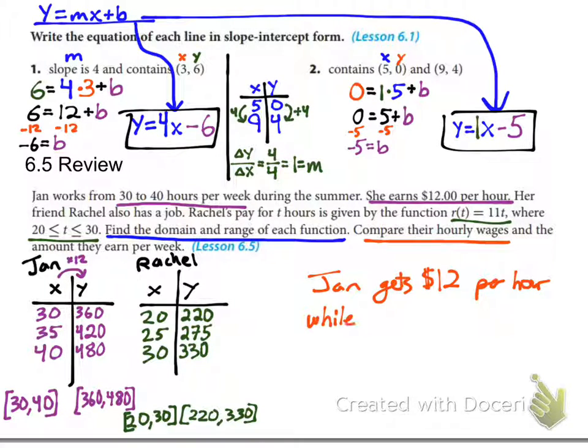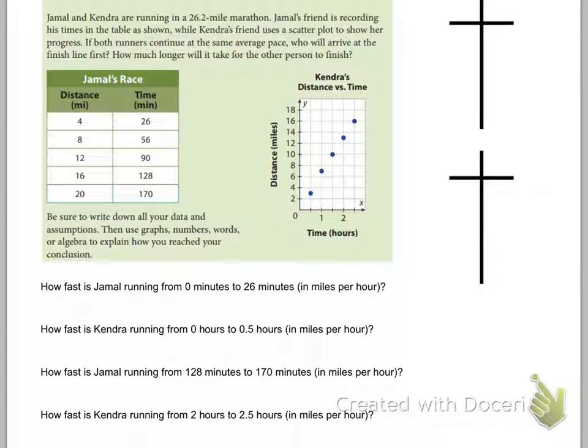So compare their hourly wages. Well, we know that Jan gets $12 each hour, and that equation, 11t, means Rachel gets $11 per hour because that's the slope. When it says the amount they earn per week, well, that's just this range here. So Jan earns between $360 and $480 per week, while Rachel earns between $220 and $330 per week. So no matter what, Jan always earns more than Rachel. But that's because her job is both higher paying and she works more hours. Okay, on to the back.